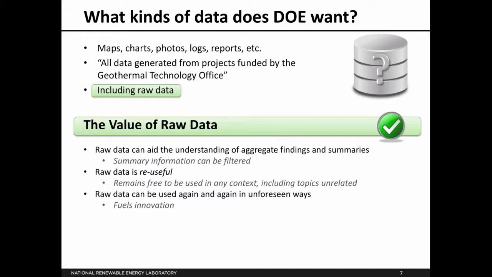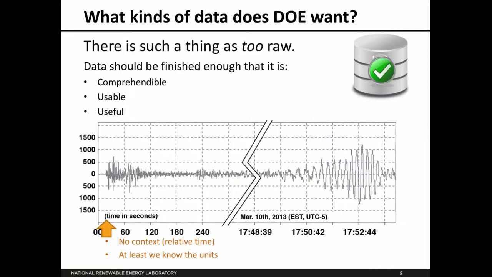The more raw the data is, the more free it is to be used in any number of unforeseen ways, even ways wholly unrelated to the project from which the data originated. But there is such a thing as too raw. Data should be finished enough that it's comprehensible, usable, useful. We need enough context associated with the data so we know what we're looking at.